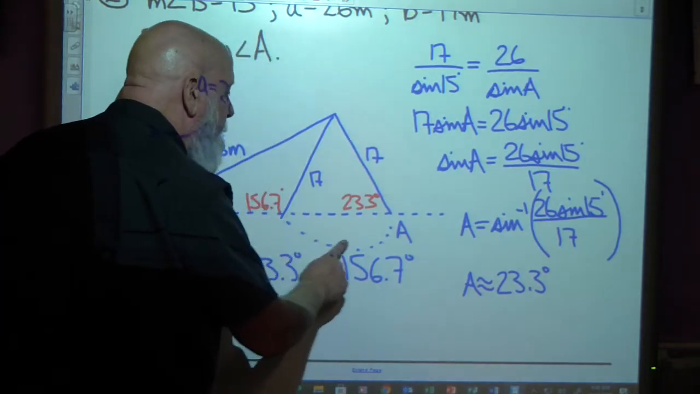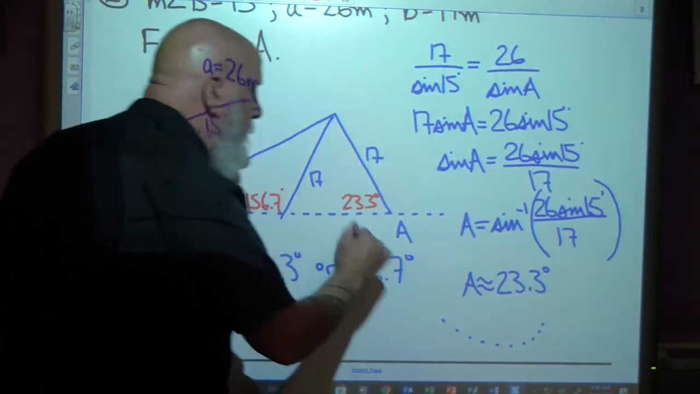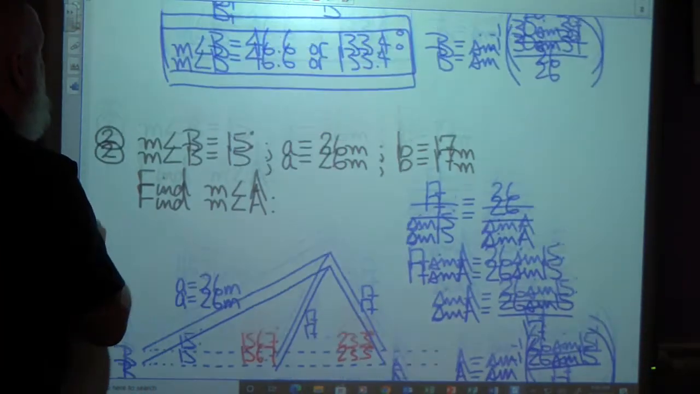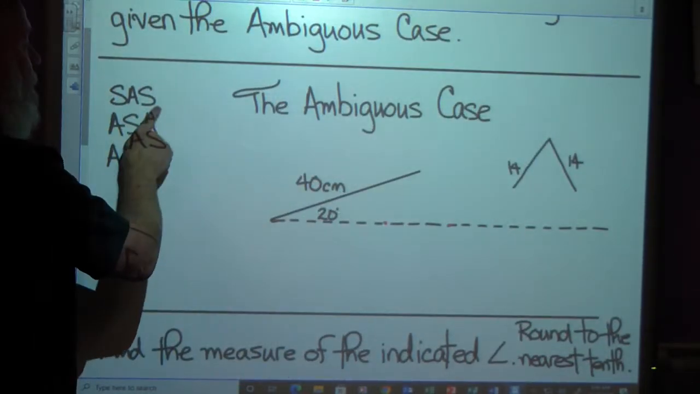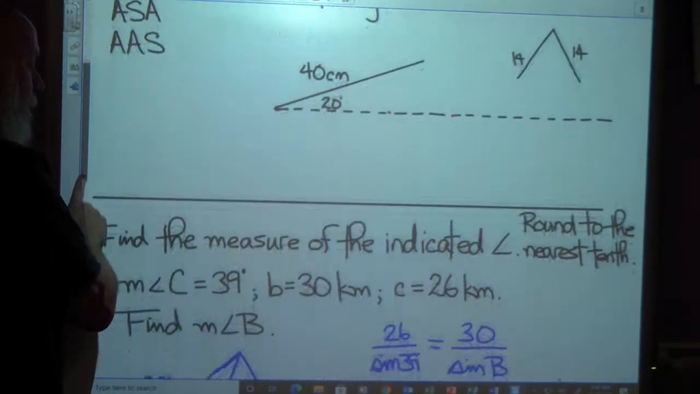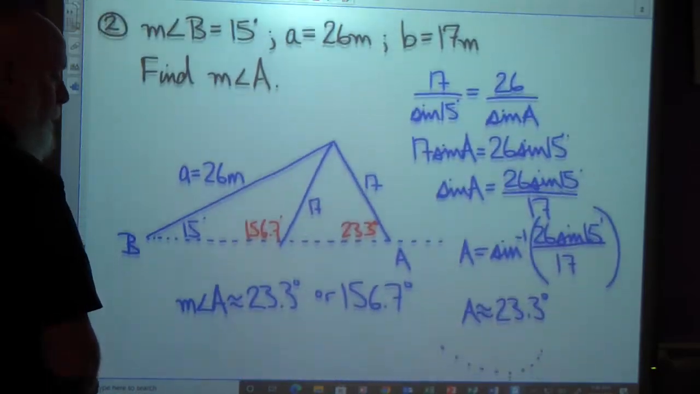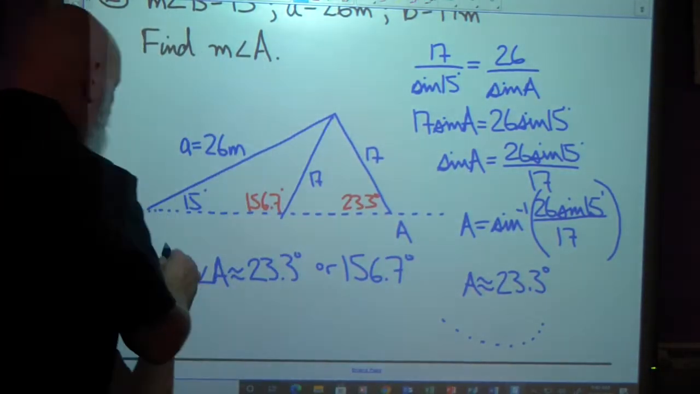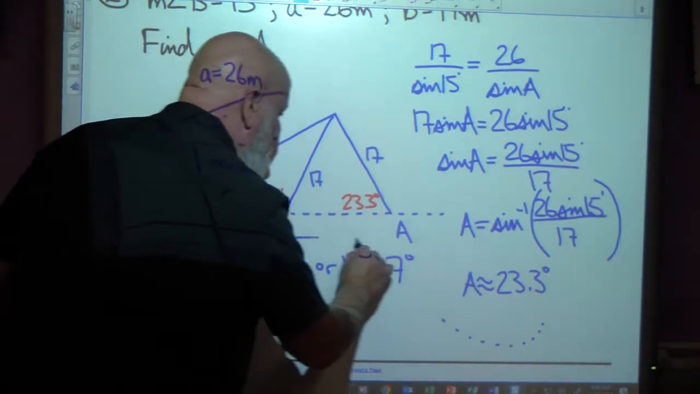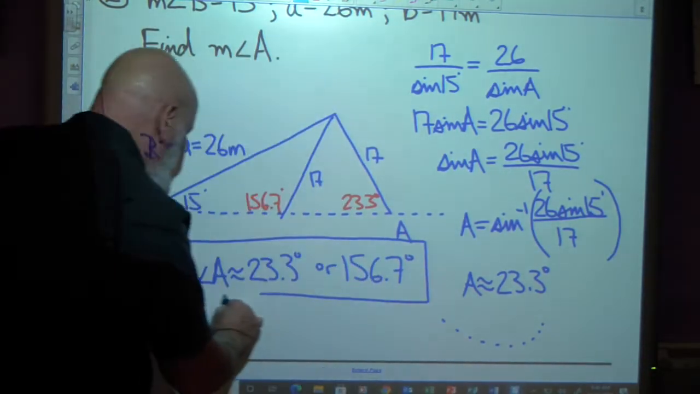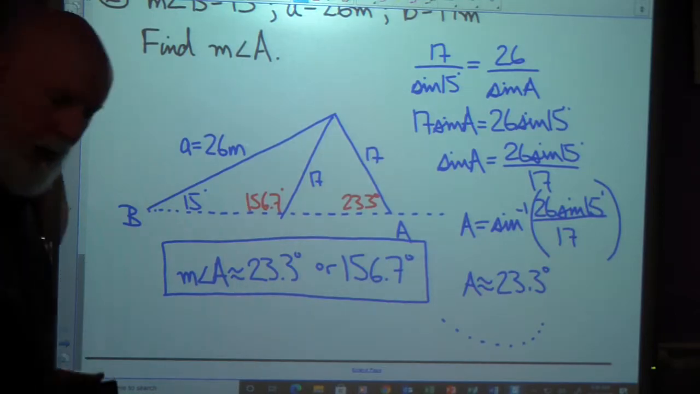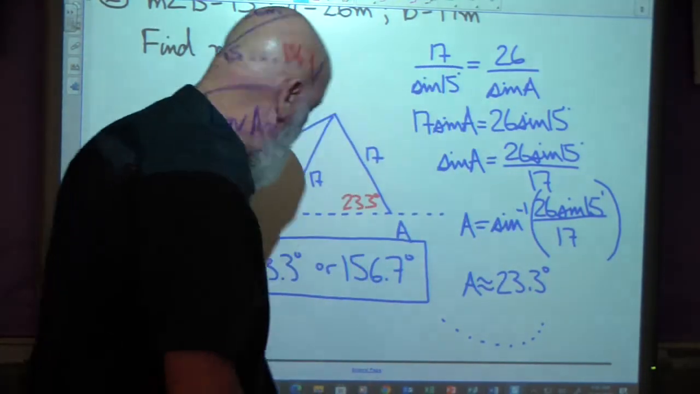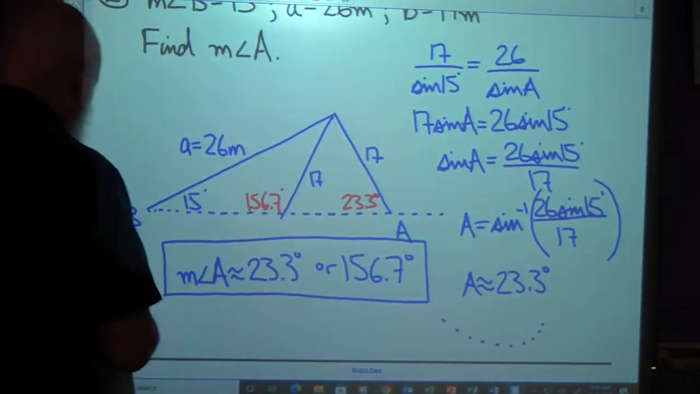And it's easy to remember the ambiguous case because it's angle, side, side. It's not one of these. And I can't spell angle, side, side on the board, so it's easy to remember. And hopefully that's right. Let me see if that's what this says. Yay! So there we go.